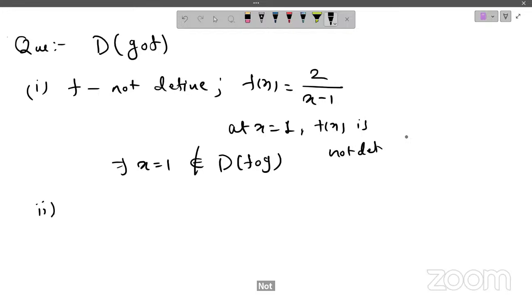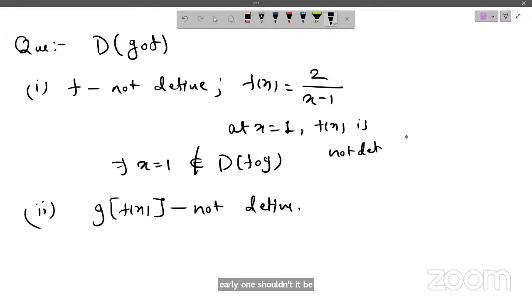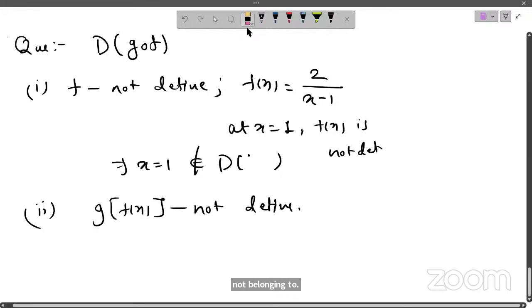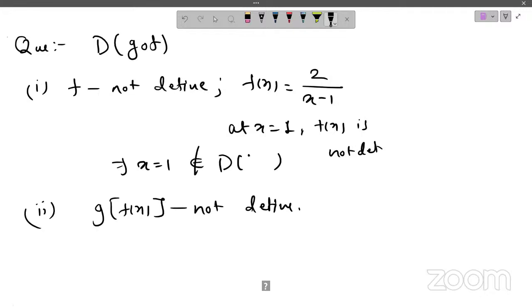Okay, now go to the second thing. So what does the second thing say? That I want to exclude all those x for which g of f of x is not defined. For the earlier one, shouldn't it be g of f? I mean, x is equal to 1 not belonging to. That is the question, isn't it? Oh, sorry. Okay. Fine. Thank you. This is g composite f. Okay, fine.